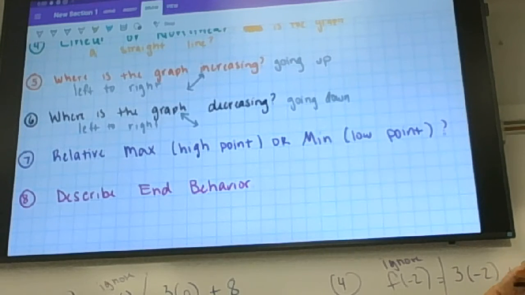36. So a relative max is like a high point somewhere in the graph, and a min is a low point. I'll just give you an example.